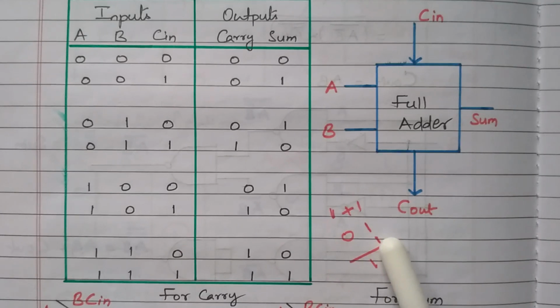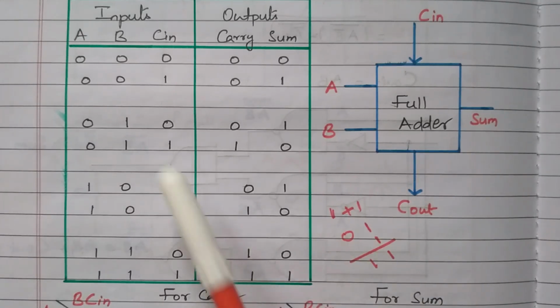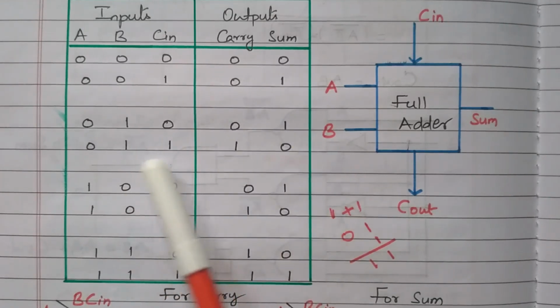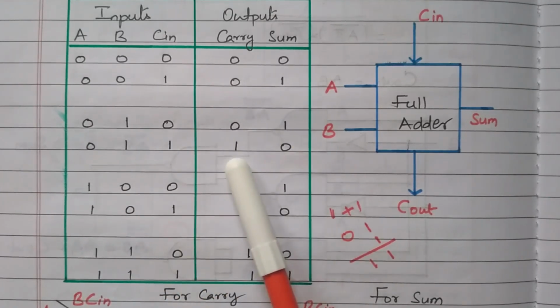Again we are adding 1, the carry also 1, sum also 1, right. So 1 plus 1 plus 1, the sum is 1 and carry is 1. So the 3 possibilities: only 1 one means sum is 1, carry is 0. 2 ones are available means sum is 0, carry is 1. 3 ones are available means sum also 1, carry also 1, right.